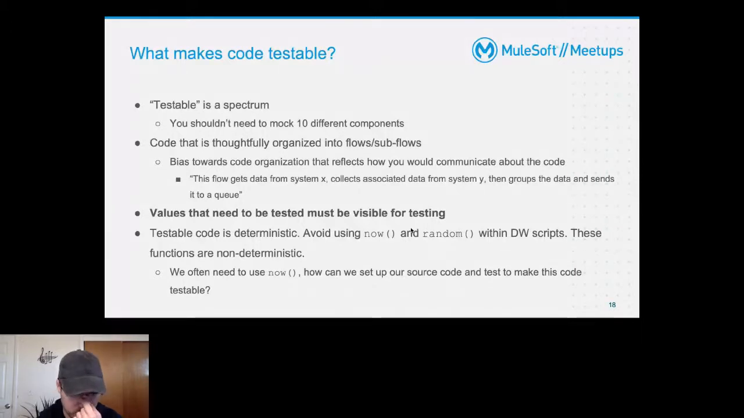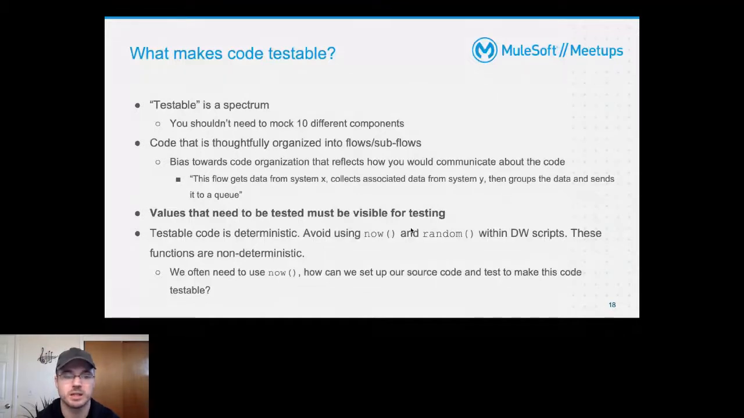This statement here: this flow gets data from system X, it collects associated data from system Y, then groups the data and sends it to a queue. Just speaking about it, the commas themselves almost delineate where your flow boundaries are. The flow gets data from system X, that could just be the source of the flow. Collects data associated from system Y, that would probably be a subflow. I just do a flow reference to it from the first flow.